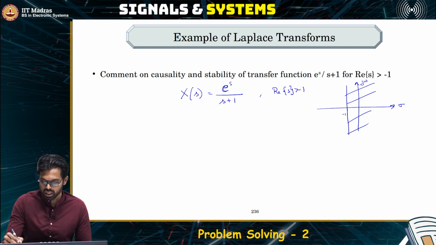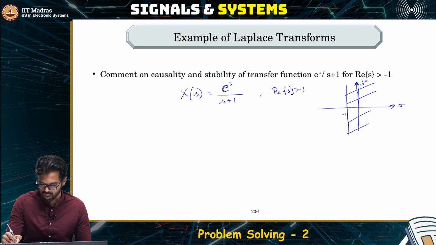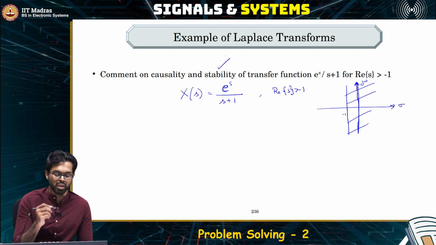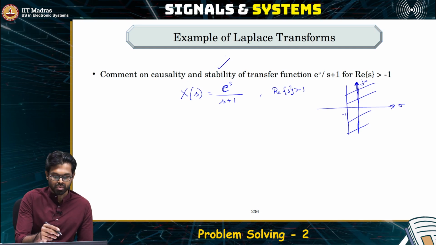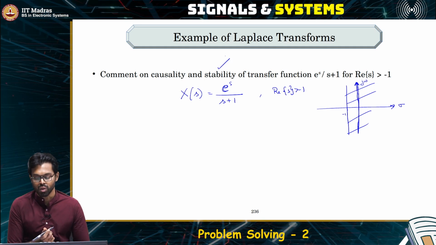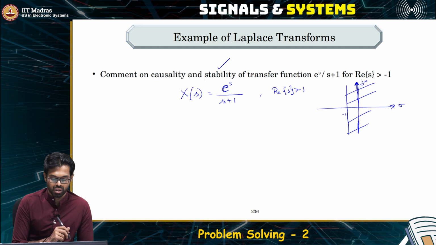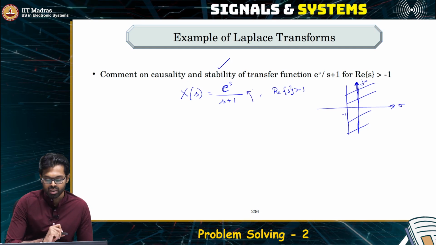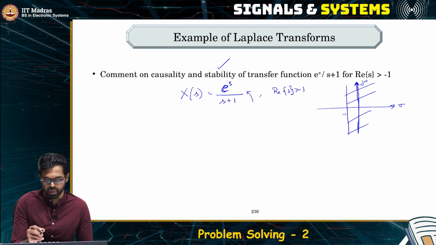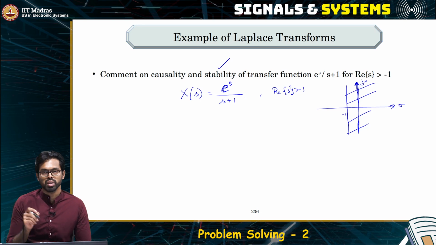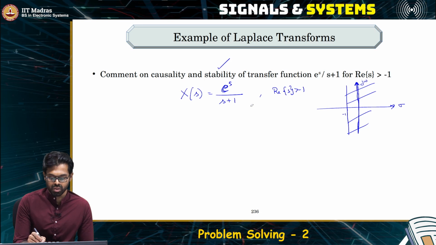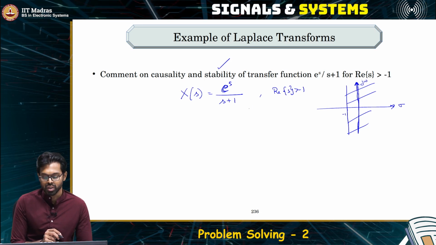The stability is very easy to comment on because the ROC already includes the j omega axis, which means the system is stable. Now, is this causal? The ROC is right-sided, but just because the ROC is right-sided, we cannot comment anything about the causality because, first of all, this is not strictly a rational function, as we have e^s here. This is not a polynomial. So it becomes difficult to comment on the causality just by looking at the transfer function. So what we will do is find the inverse Laplace transform.